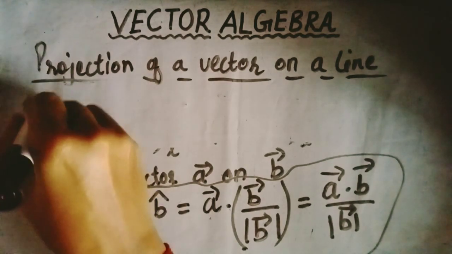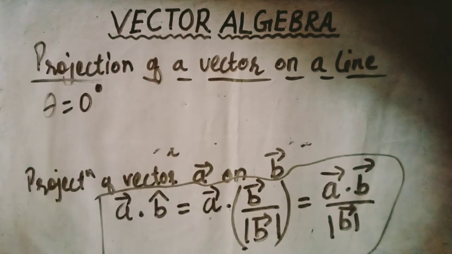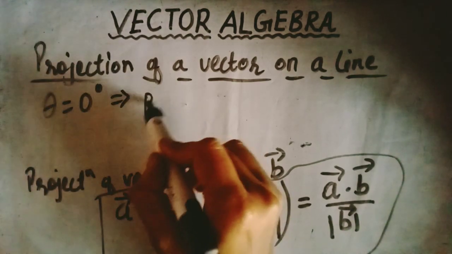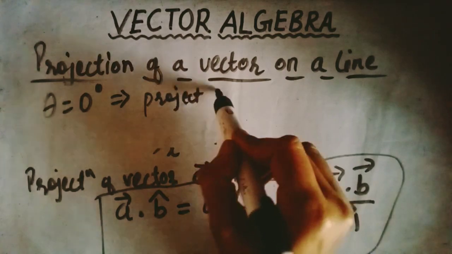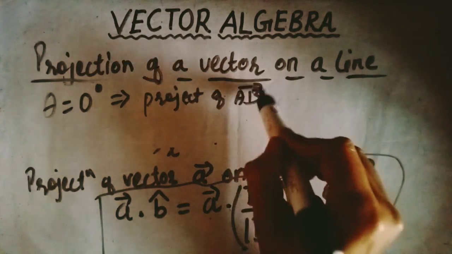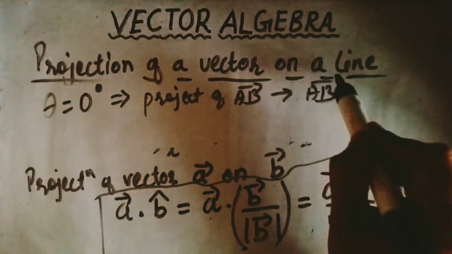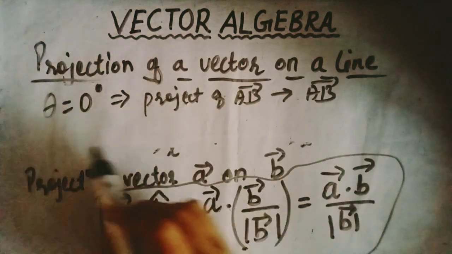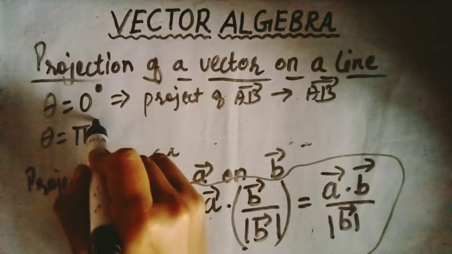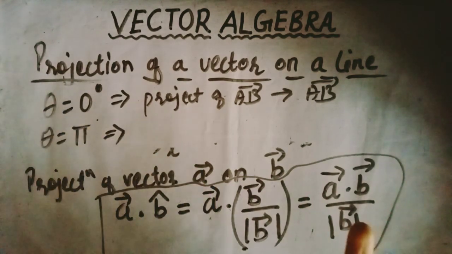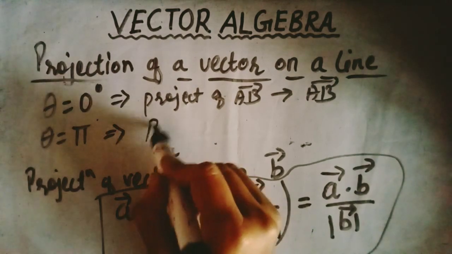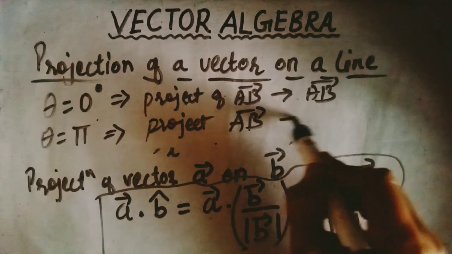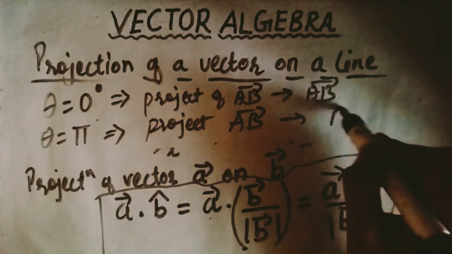If, say, theta is 0 degrees, then the projection of AB will be AB, the same, right? If theta is pi, 180 degrees, then the projection will be in the opposite direction, that is, the projection of AB will be equal to BA.